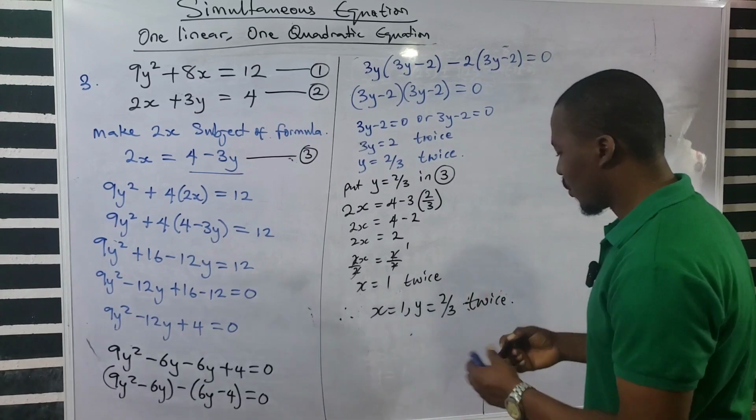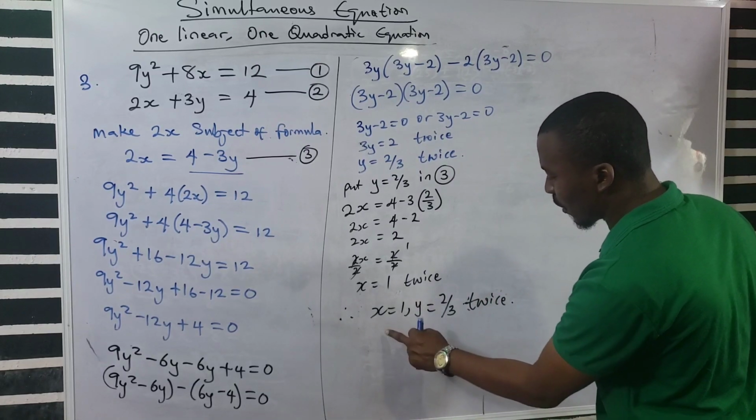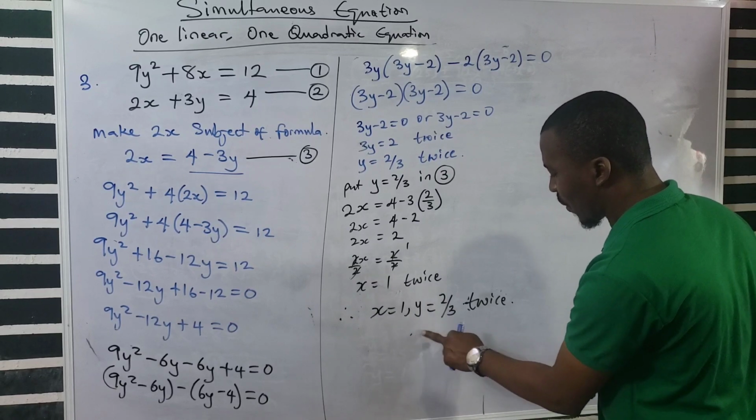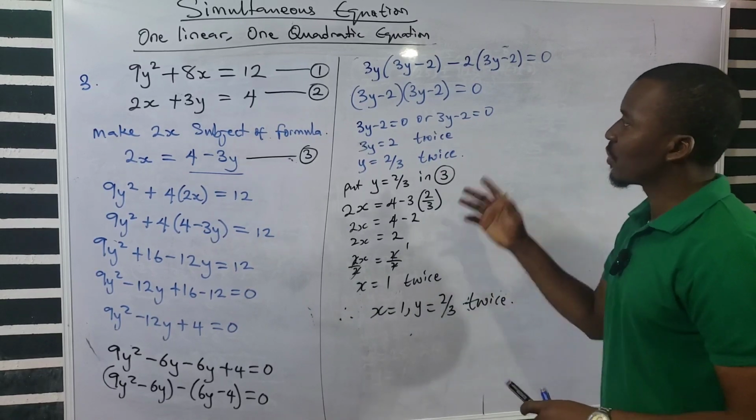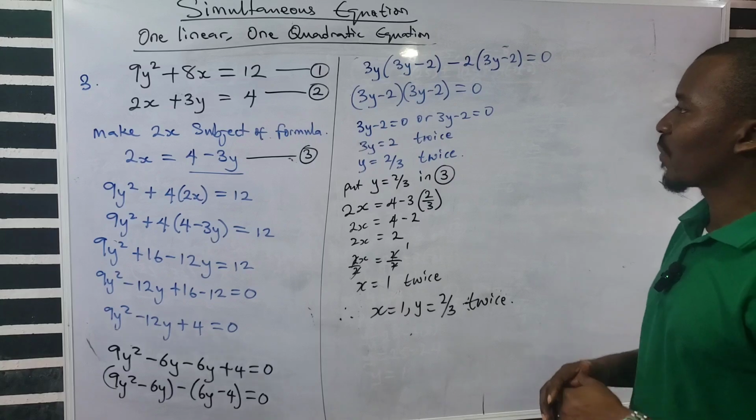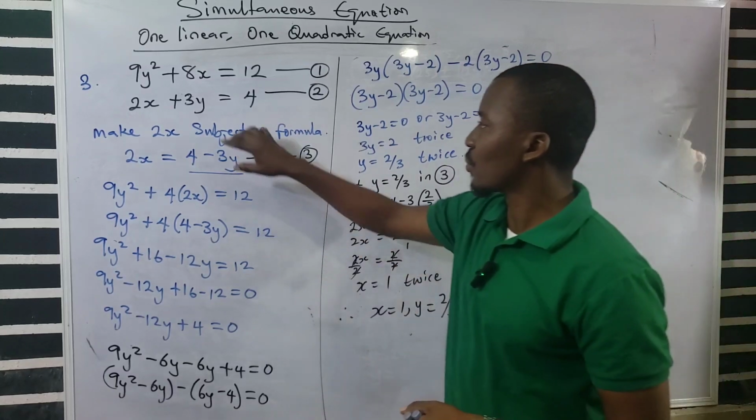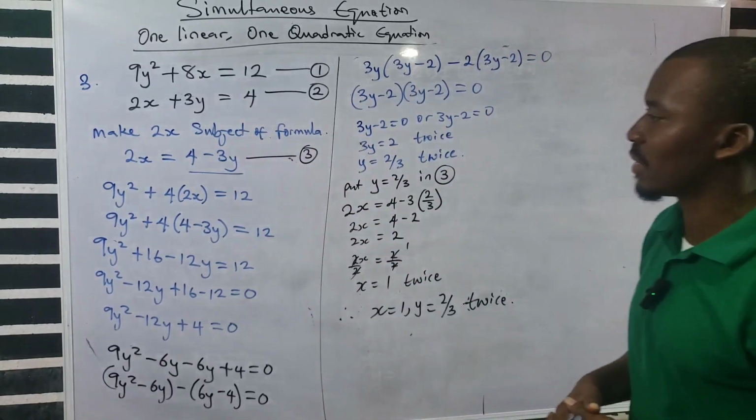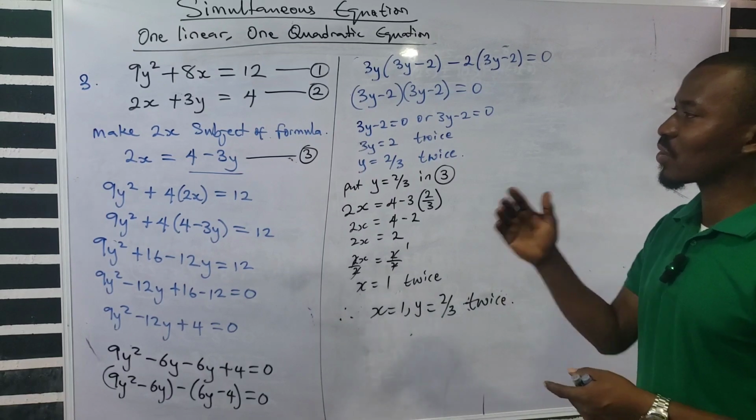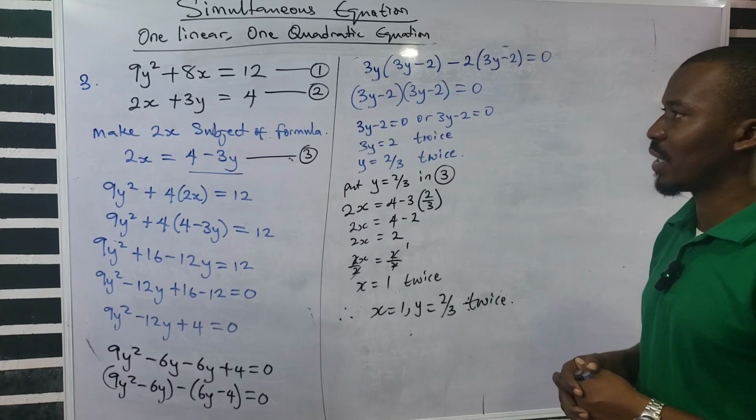So it means that the other set of solution will also give us that x equals 1 and y equals 2 over 3. So that's how this one looks like, okay? And that's another approach you can use to solve your one linear, one quadratic simultaneous equation. So let us look at the last question we are going to solve for today.